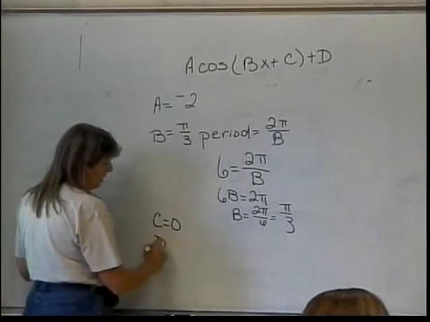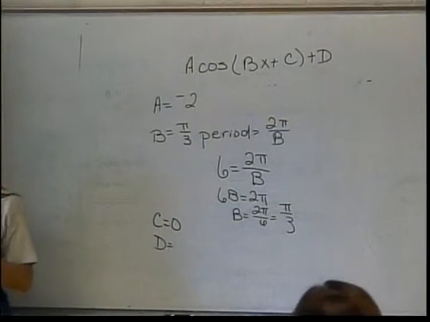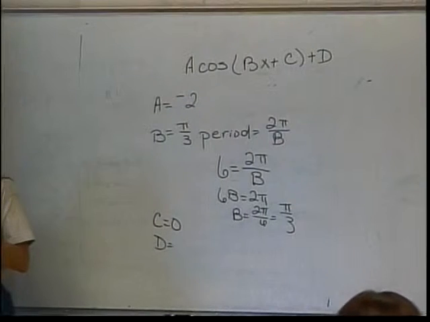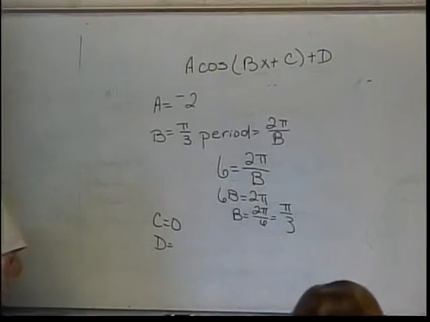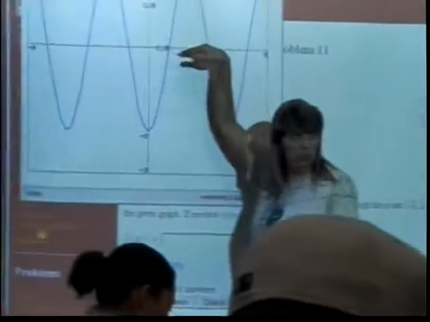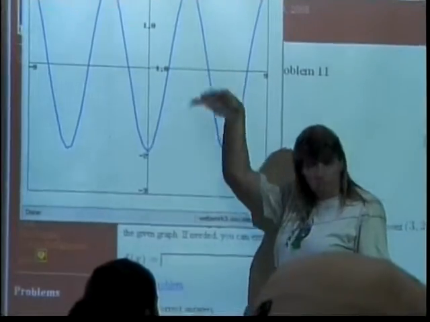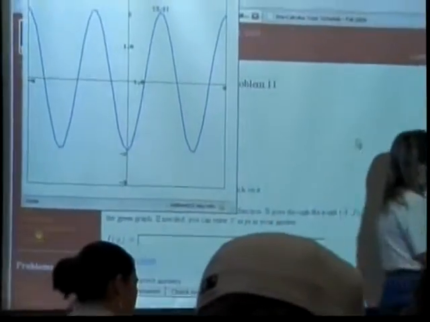What about d? Remember, d is what? Vertical. How up or down it is. So basically, did the midline move, and if so, where? Well, originally the midline would be at the x-axis. Did it go anywhere, or do I have as much graph above the x-axis as I do below? Yeah. So d is 0.